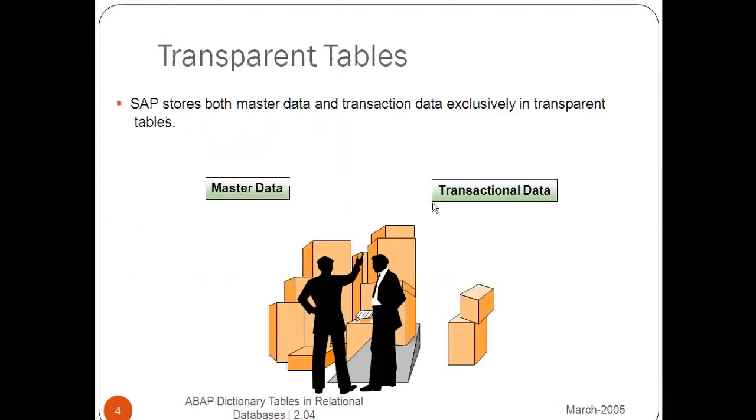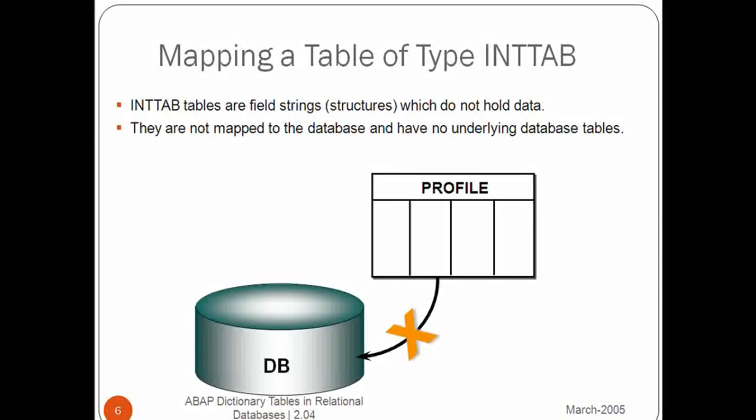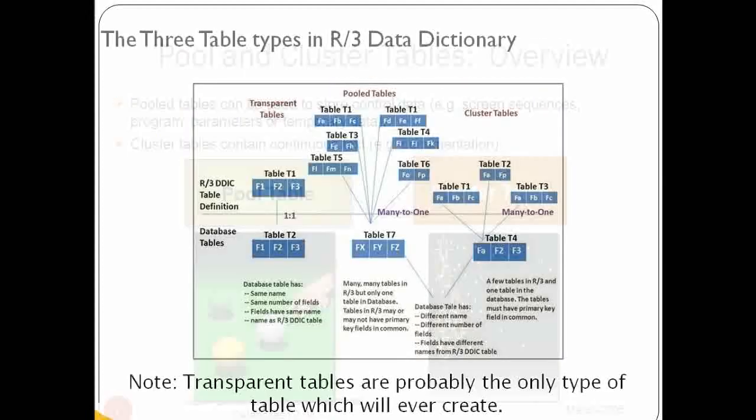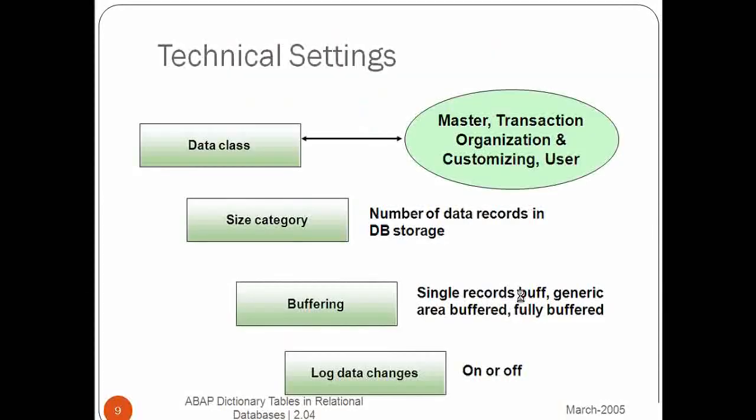What else? Transparent table: a normal table, transparent in the database. Structures hold field strings which do not hold data and are not mapped to the database. Underlying the database are pool tables and cluster tables, which are theory only. You can see here, this is a pool table. These 6 tables can be stored in a particular table. Some theory is there, you can go through the slides. The tables must have a primary key field in common in cluster tables.